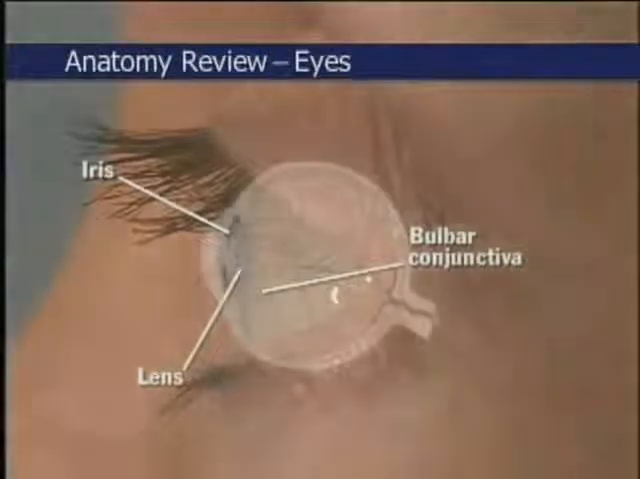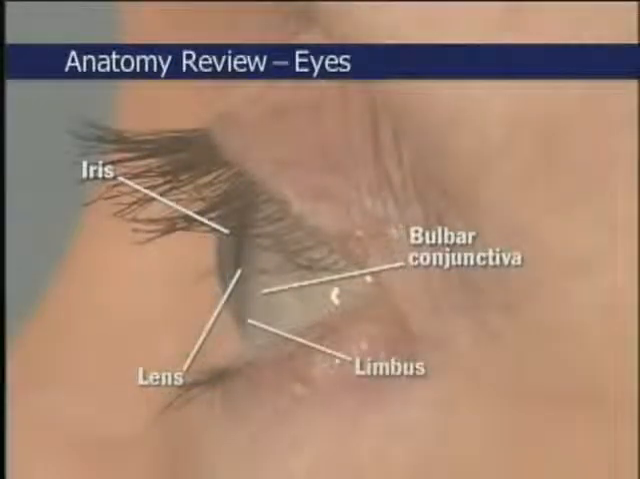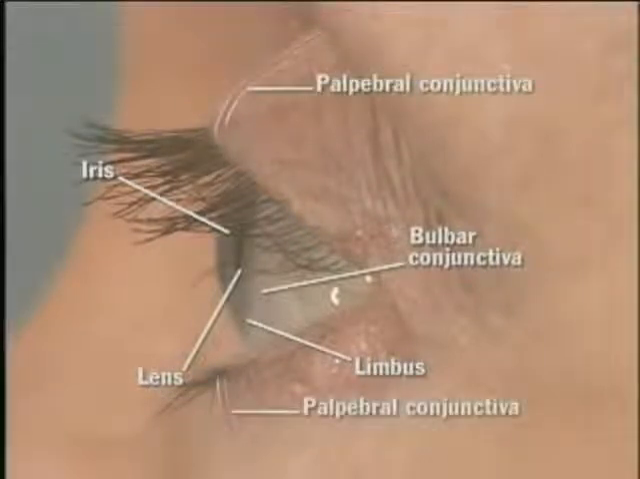The conjunctiva is a clear mucous membrane consisting of two easily visible components. The bulbar conjunctiva covers most of the anterior eyeball. It adheres loosely to the underlying tissue and meets the cornea at the limbus. The palpebral conjunctiva lines the upper and lower eyelids.